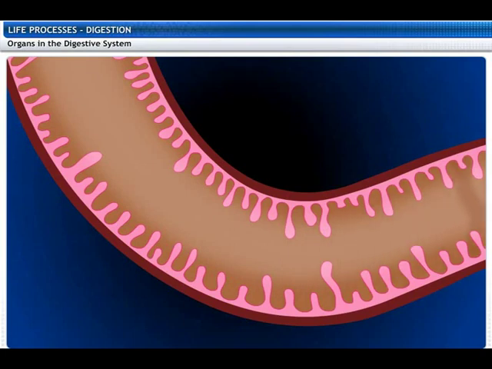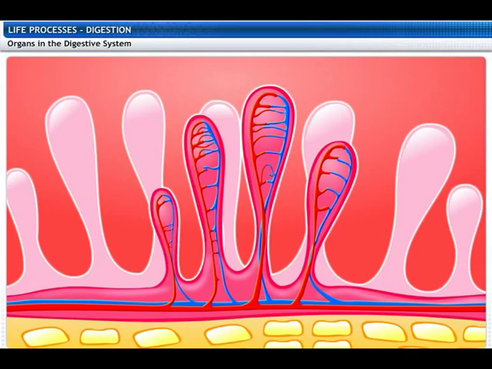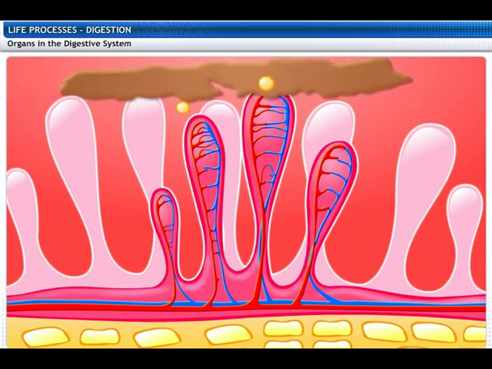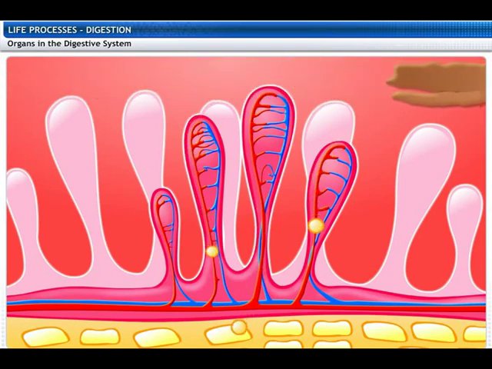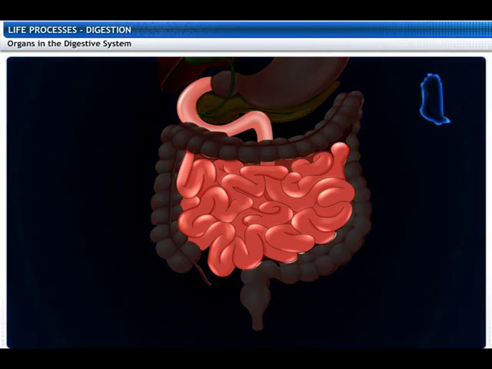The inner walls of the small intestine have numerous finger-like projections called villi. Villi increase the surface area of the small intestine to ensure efficient and rapid absorption of nutrients. The villi are richly supplied with blood vessels which transport the absorbed food to all the cells in the body. The small intestine is the longest part of the alimentary canal.